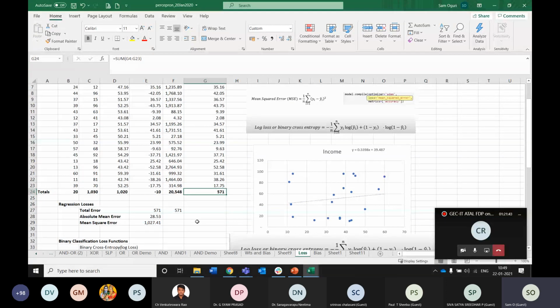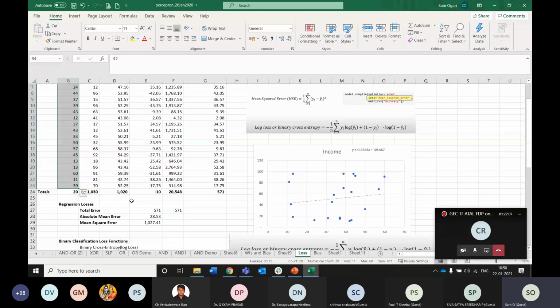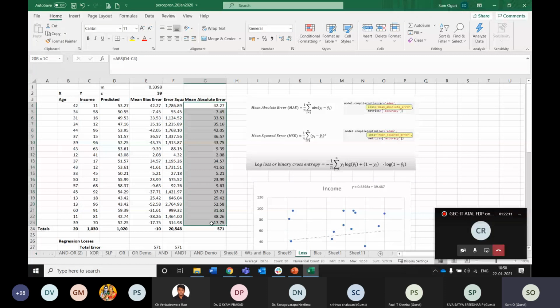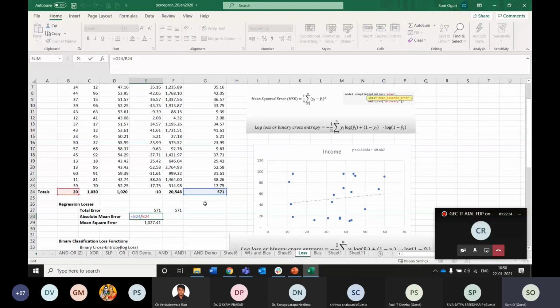So when I say mean absolute error, what I mean is I am taking the average of all these 20 values. You see in this model, the number of observations is 20, right? In order to get this mean absolute error, I am summing all those things, and once I sum it, I divide it by the number of samples, which in my case is 20. So my mean absolute error is 571 divided by 20, and you are getting the mean absolute error as 28.53. That is about mean absolute error.